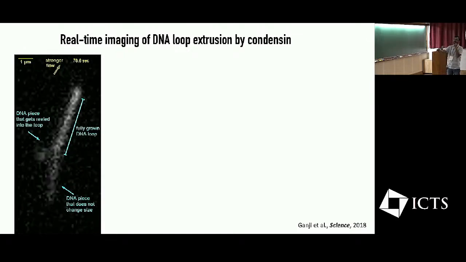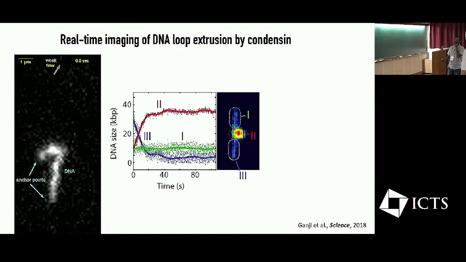This is a real-time movie. You can see the time scale there. We can indeed quantify how fast it extrudes loops. For example, here you see that in a couple of seconds, or 10 seconds or 20 seconds or so, around 30 kilobases of DNA are pulled into the loop. Roughly it comes to around 1 to 1.5 kilobases per second.